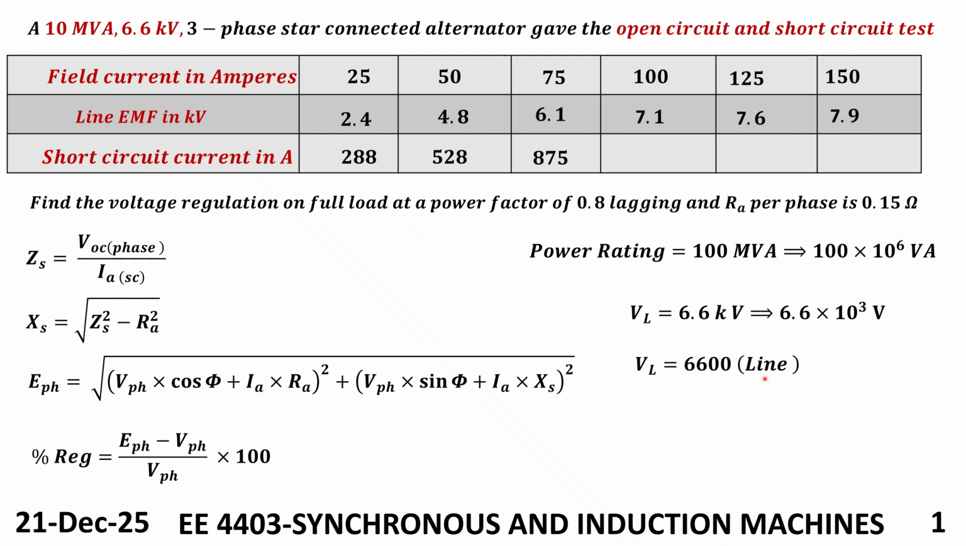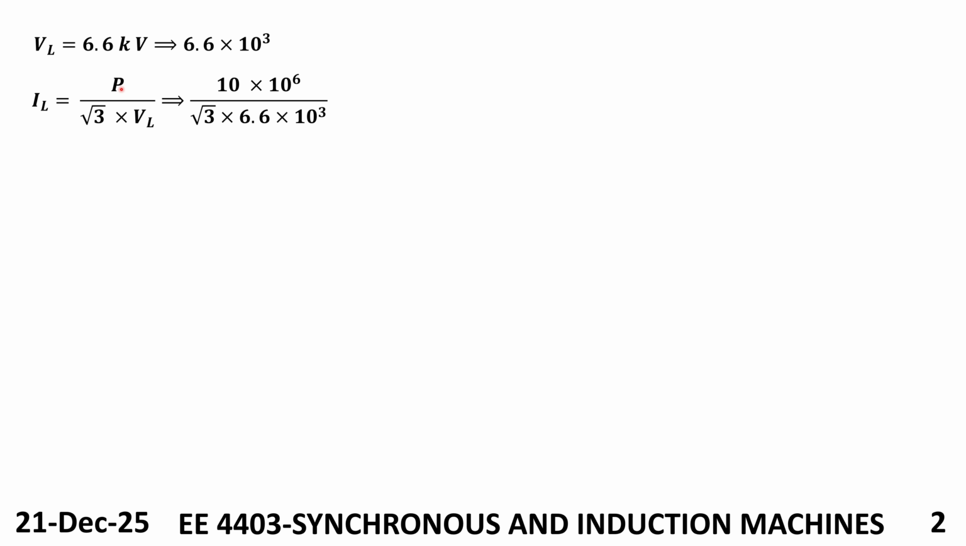Now we will find the current value IL from this given data. VL we already know. The power formula is P is equal to root 3 times VL into IL. From that, IL is equal to P divided by root 3 into VL. To make students clear, when you are using power, write it in VA, and when you are using line voltage, express it in terms of volt. That's why it is multiplied by 10 power 6 and 10 power 3. On simple calculation, we get the value of IL as 875.7 ampere.